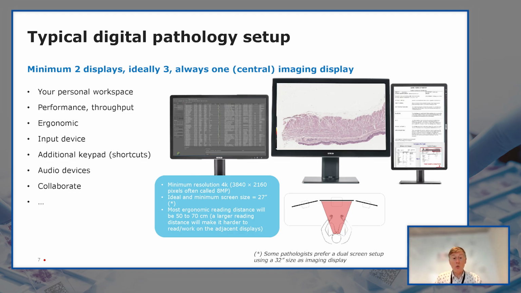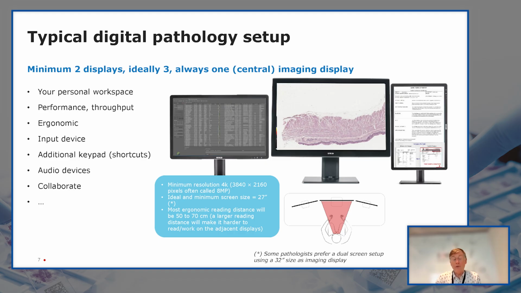Besides that, it's the whole workspace, meaning your performance, your ergonomics, a nice chair, an input device. It is also important. Some of them use an additional keypad where you have shortcuts to generate automatically. For example, you're reading prostate. It brings up the prostate template for your report automatically with one click to a button of a keypad. You will have audio devices because you're using speech to text. You have collaboration software. So it's a whole setup that you have to consider. And the display is the main part of that.